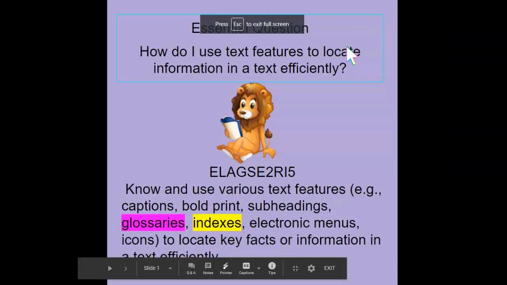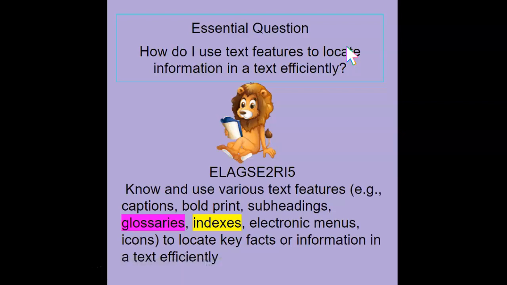Okay, boys and girls, let's continue to learn about text features. So I hope you enjoyed this song this morning about text features. As you can see, there are lots of reasons why you would need to understand your text features, especially if you need to locate information like for writing reports, which you will be doing very soon.